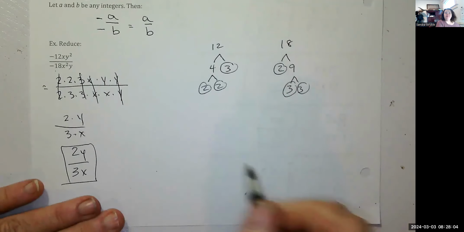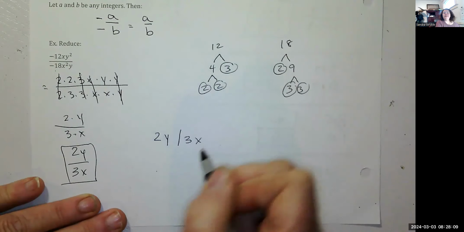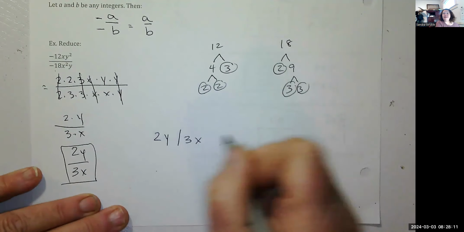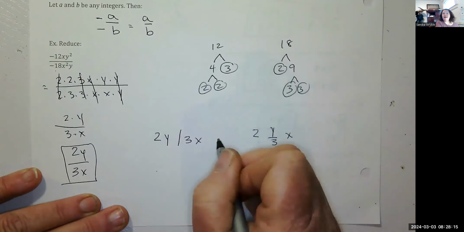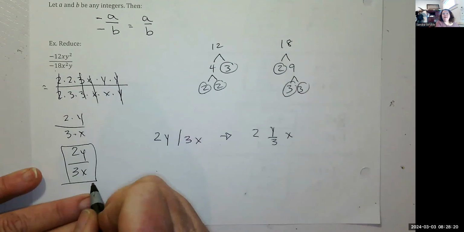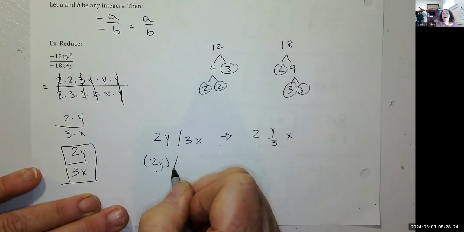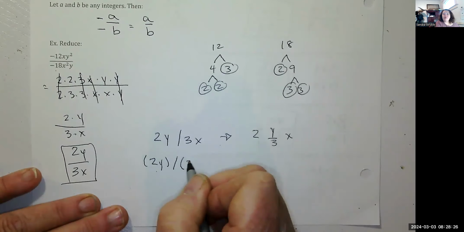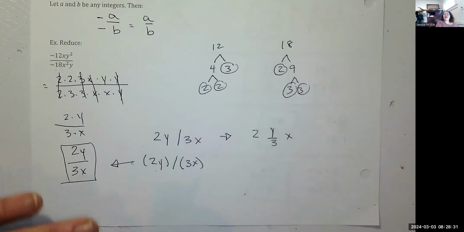Again, when you're putting this into MyOpenMath, do not just put 2y divided by 3x. MyOpenMath is going to see that as 2y divided by 3, times x. You don't want to do that. You want it to look like this. So it's going to have to be parenthesis 2y, close parenthesis, divided by parenthesis 3x, close parenthesis. And this will provide you that answer in MyOpenMath. Be very careful, okay?